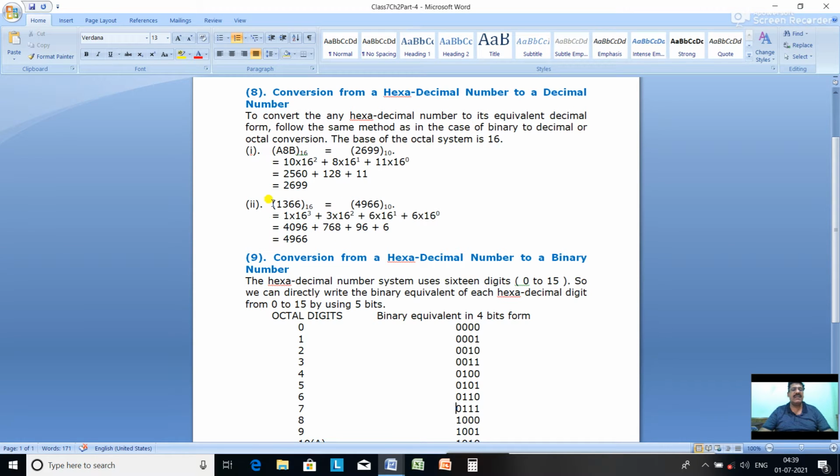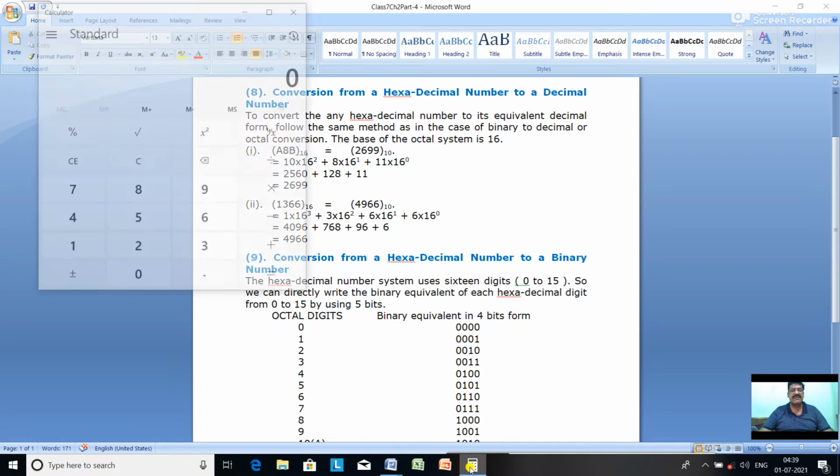Plus the next digit 3, 3 into 16. After 3, how many digits? 2 digits, so power 2. Plus 6 into 16. After the first 6, how many digits are left? 1. 16 power 1. Plus again 6 into 16. After the last 6, how many digits are left? Nothing. So power 0. Now 1 into 16 cube. That means 16 into 16 into 16.